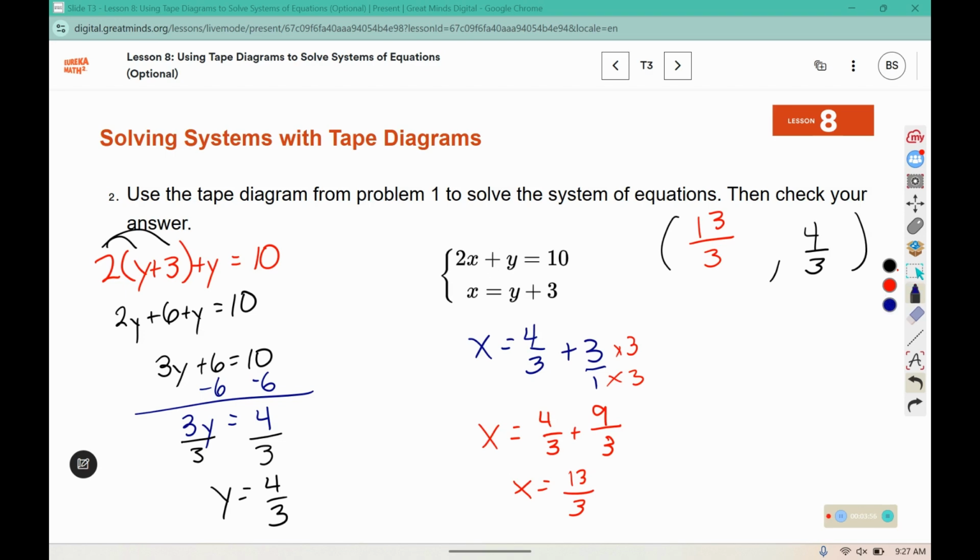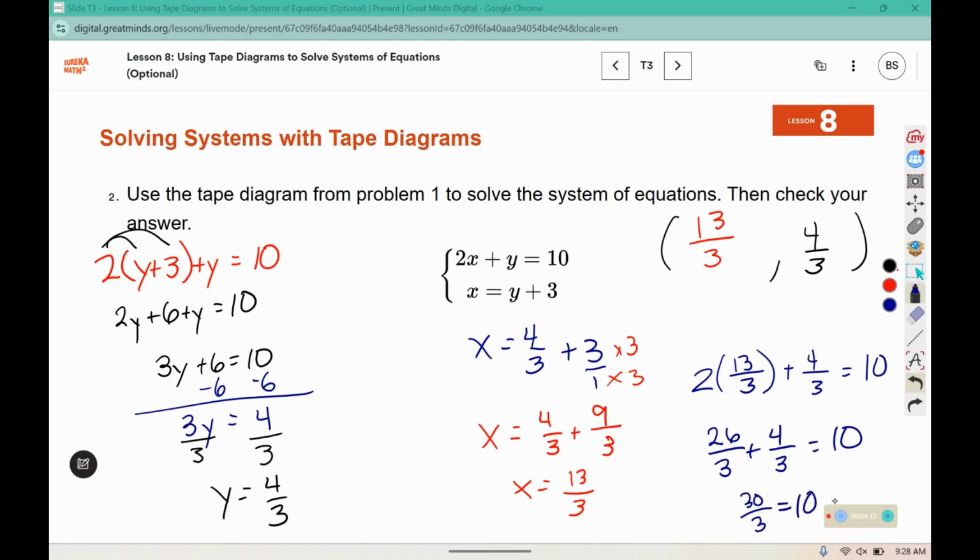Then let's check it in the other equation. 2 times 13/3 plus 4/3 equals 10. Well, 2 times 13 is 26 plus 4/3. 26 plus 4 is 30. And 30 divided by 3 is 10. So we have a correct solution.